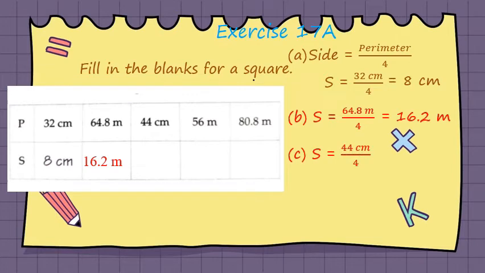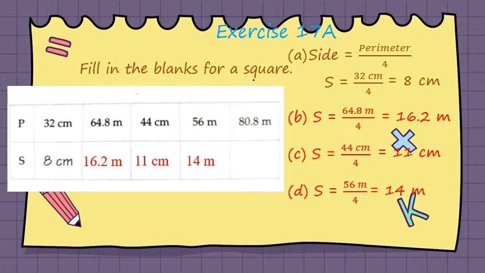Here the perimeter is equal to 44 centimeter. Therefore, the side is equal to 44 centimeter divided by 4, which is equal to 11 centimeter. Now let's move to the D part. Here, the perimeter is equal to 56 meter. Therefore, side is equal to 56 meter divided by 4, which is equal to 40 meter.